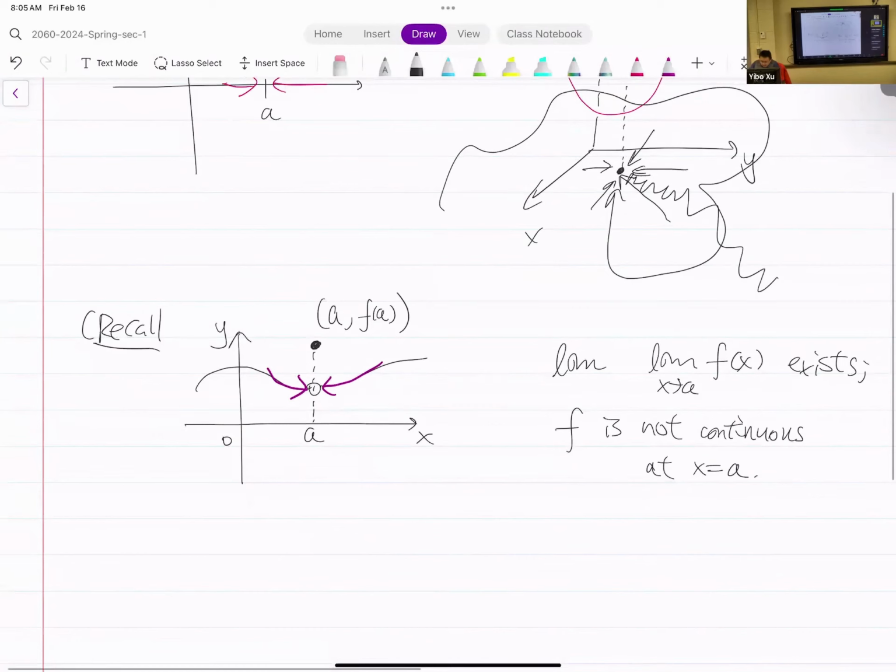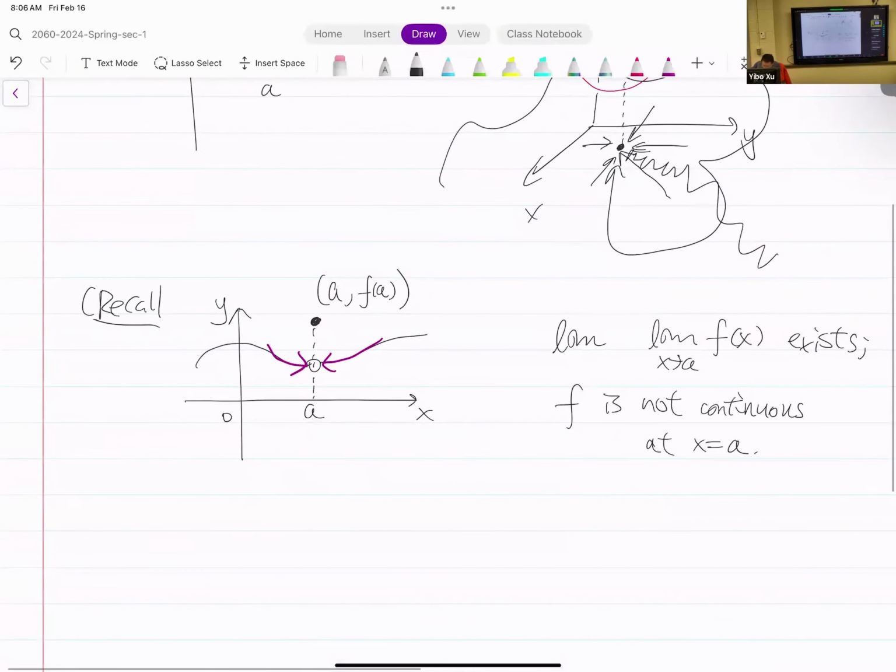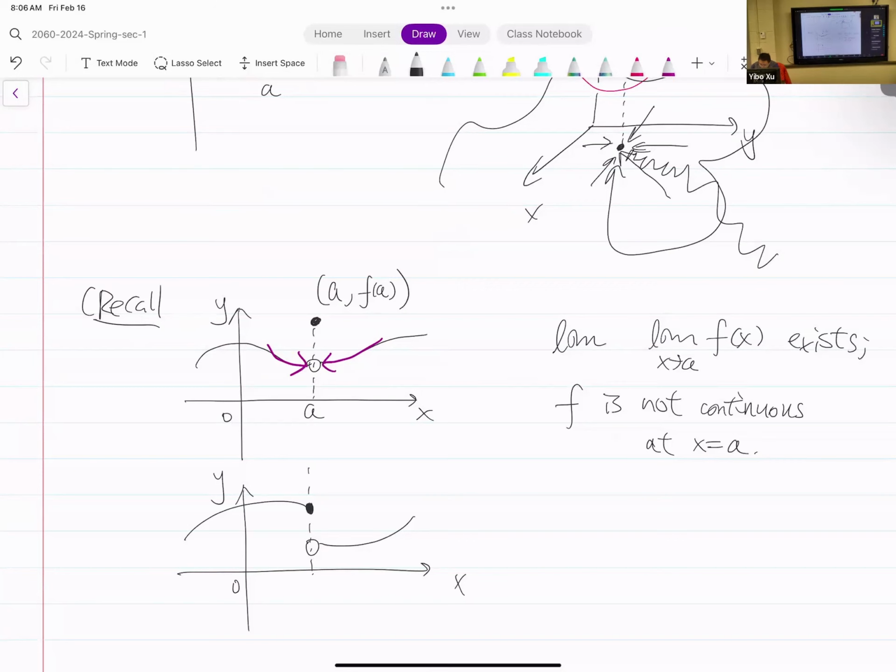Okay? And of course, if the limit doesn't even exist, then it's definitely also not continuous. So consider the two possible limits that do not agree. Let's say the left-hand limit is approaching this solid point, while the right-hand limit is approaching something else. In this situation, if you take an input close to A from the left, you will get to this solid point, which is the function value. If you approach from the right, then you are at the open circle.